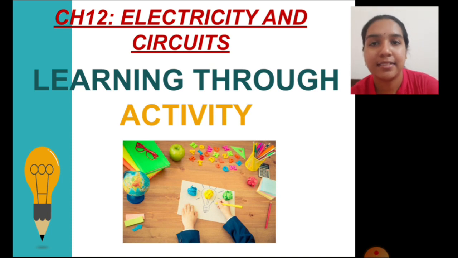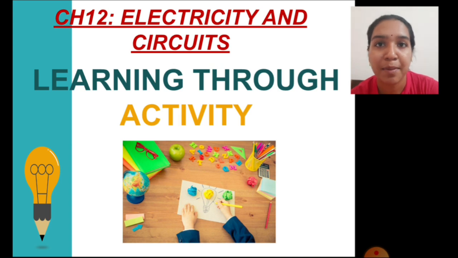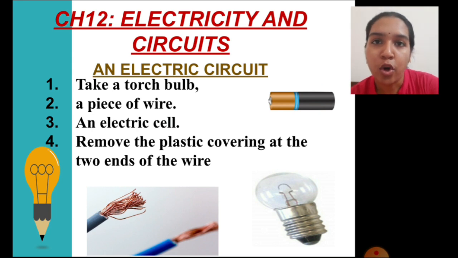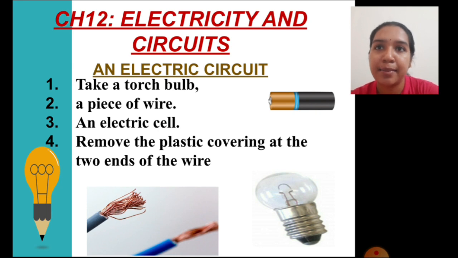Let's learn this experiment or task by performing a small activity. What you require is a torch bulb, an electric cell and a piece of wire. Like we did in previous activities, remove a piece of plastic covering at the two ends of the wire.